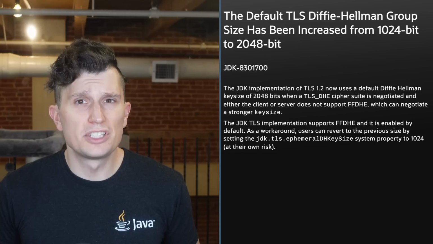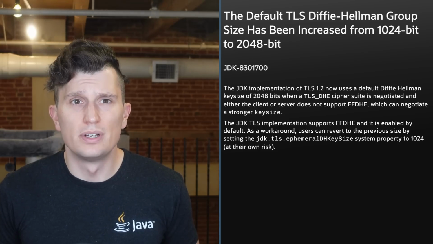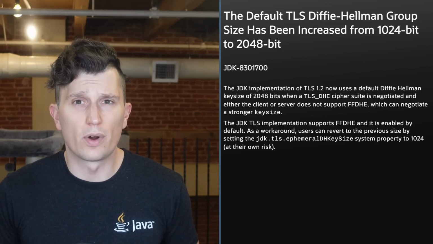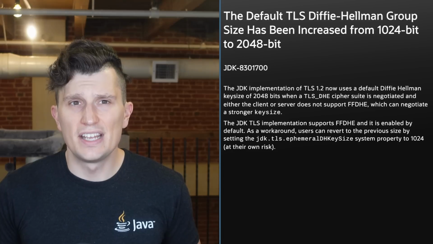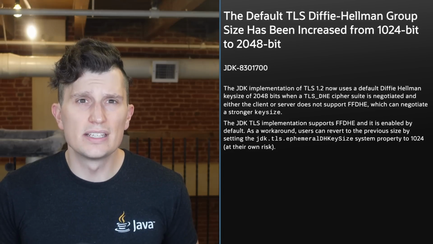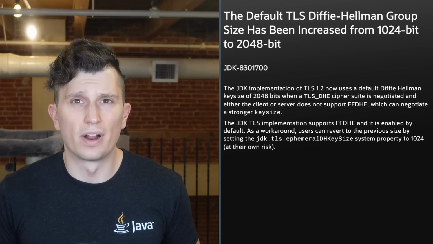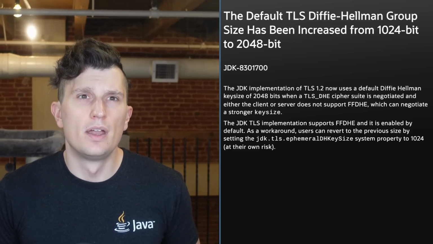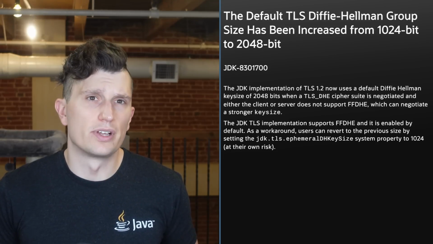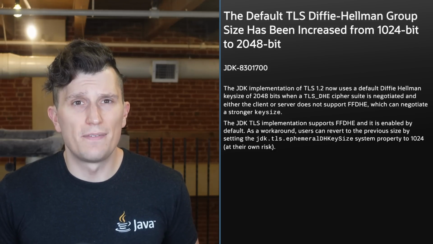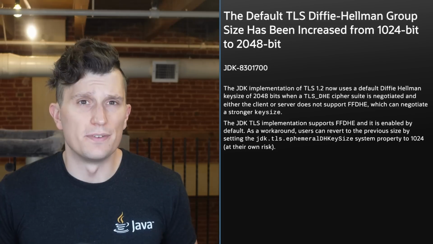The JDK implementation of TLS 1.2 now uses a default Diffie-Hellman key size of 2048 bits when a TLS DHE cipher suite is negotiated and either the client or server does not support FFDHE, which can negotiate stronger key sizes. The JDK TLS implementation now supports FFDHE and it is enabled by default.